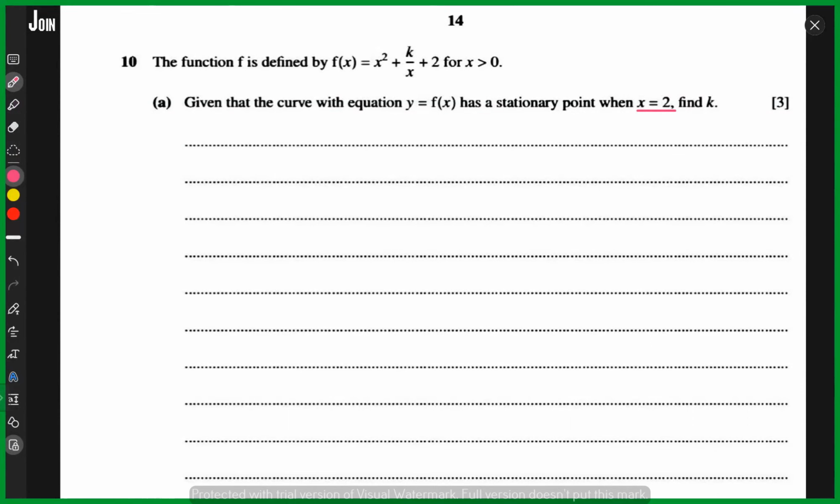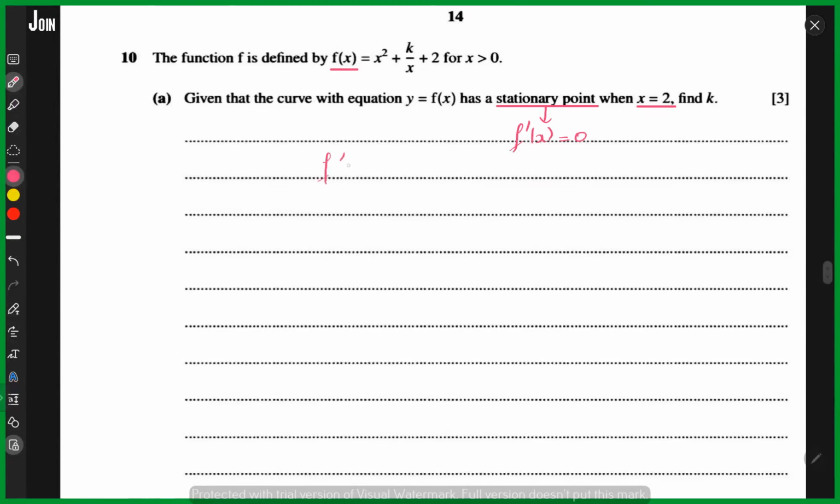Let's do that slowly. Stationary point implies that dy by dx is going to be 0. So this means that I need to find the derivative first. But again, I have f of x here. So instead of writing down dy by dx, let's just write down f dash of x equals 0. Because this is the notation whenever you have a function.